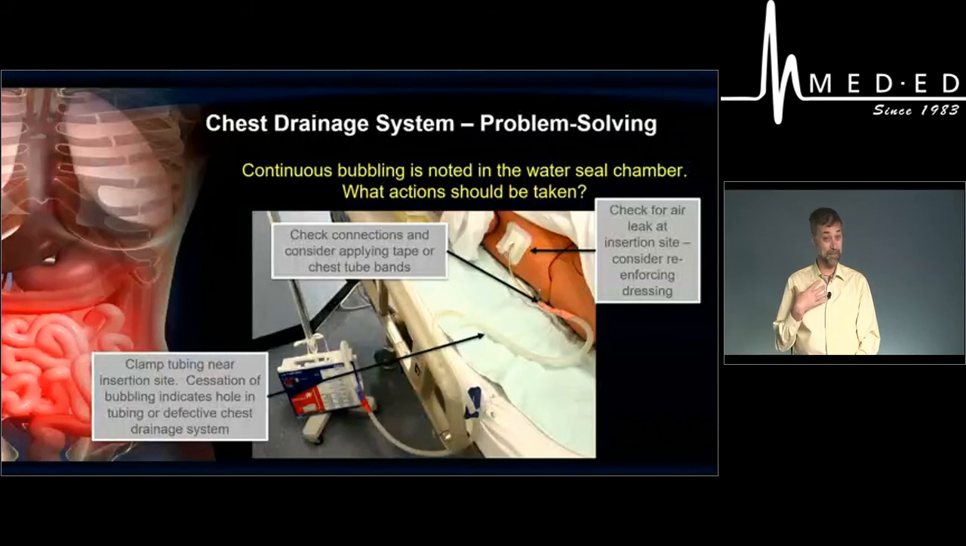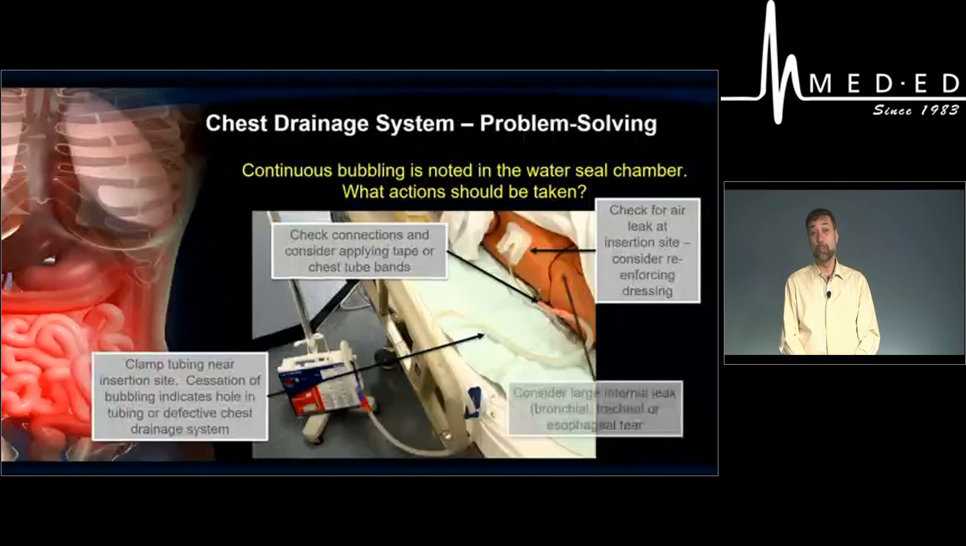Well, the answer is it's something internal to the patient. When the patient has a large hole, like an esophageal or a tracheal or bronchial tear, those large holes can allow air to be pulled directly from the large hole into the chest tube and give you a continuous bubbling. You're generally not going to see that with small, like alveolar ruptures, because they're too small. But a large defect like a tracheal tear or an esophageal tear, those may cause continuous bubbling.